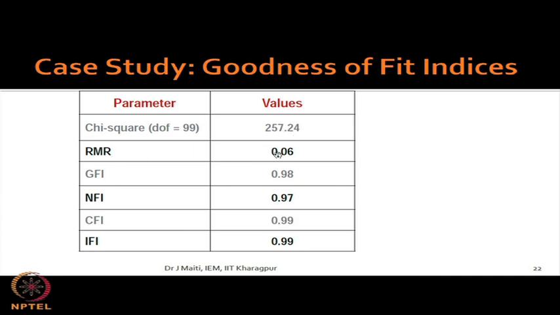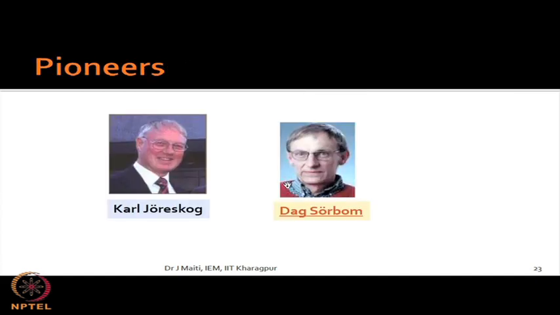Root mean square residual is 0.06, which is little more than 0.05. CFI is 0.98, very good, more than 0.90. NFI is 0.97, more than 0.90. CFI is 0.99 and IFI is 0.99. So, essentially then, chi square is 257.24. Chi square by degree of freedom is around 2.6. RMR is 0.06. GFI is 0.98. Like this, this model is a very good fit model.